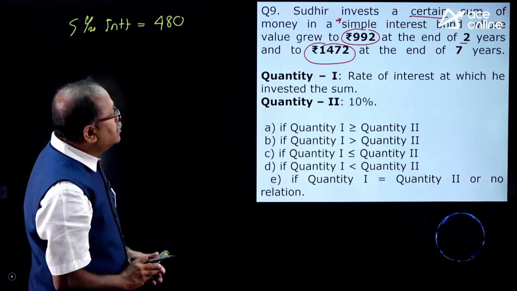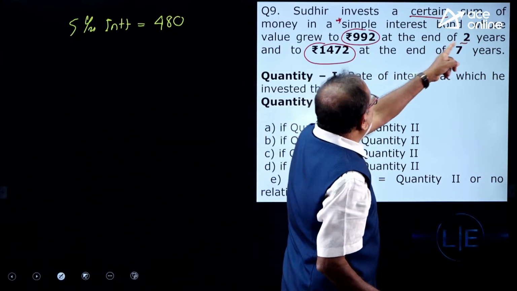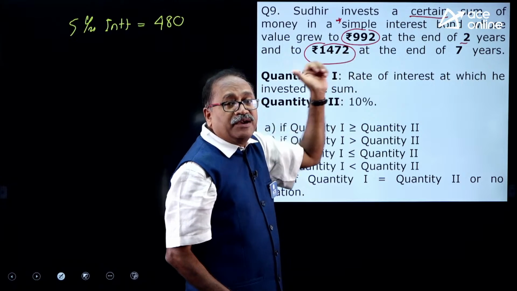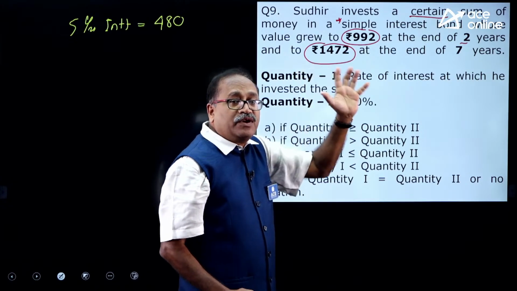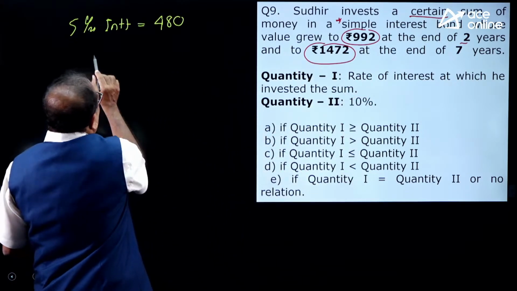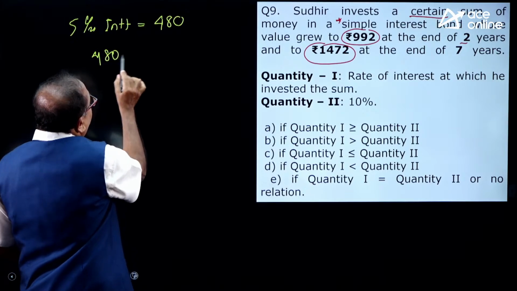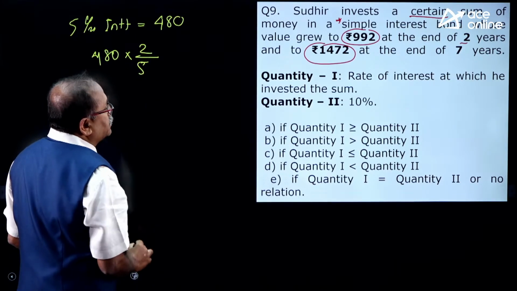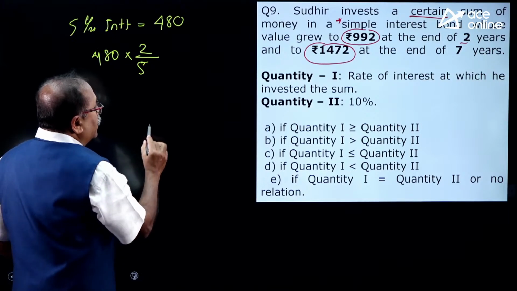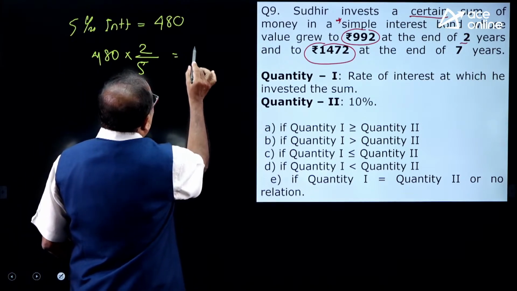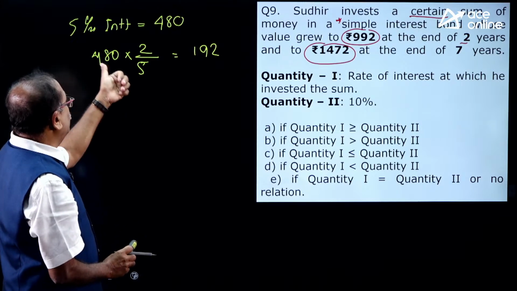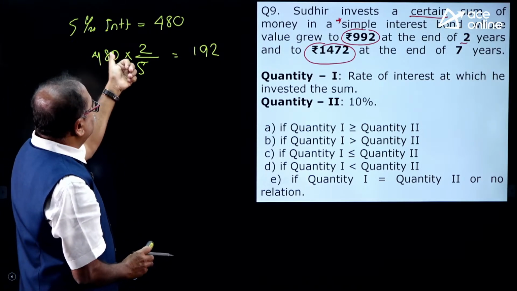Now, I need the 2 years interest, so that 2 years interest will be subtracted from the amount and I will be getting the principal. So, what will be the 2 years interest? So, 480 into 2 years interest, whereas this is of 5 years interest, and I am getting this one as 192. Am I right? That's 9 and 6.